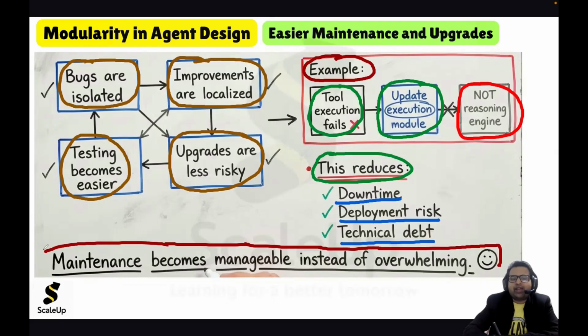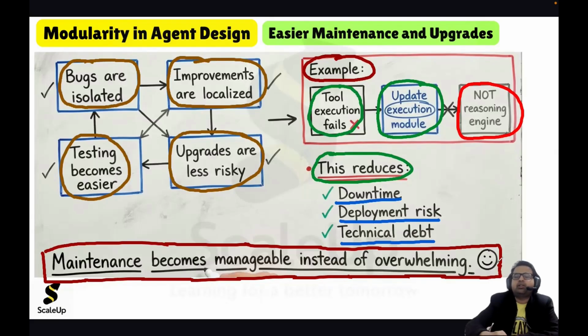So with modularity in agent design, we can achieve easier maintenance and upgrades, wherein maintenance becomes manageable instead of overwhelming. So we can very easily focus on modules, we can upgrade them independently, and we can very easily identify the source of bugs and debug the modules accordingly.